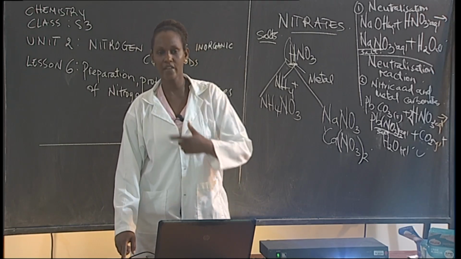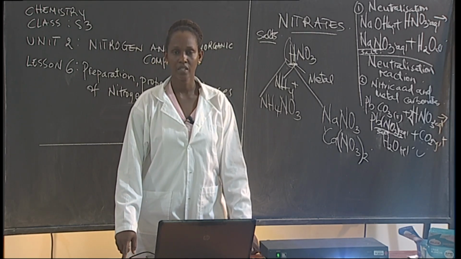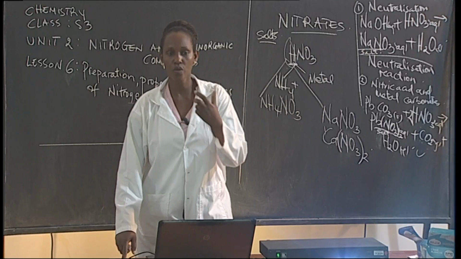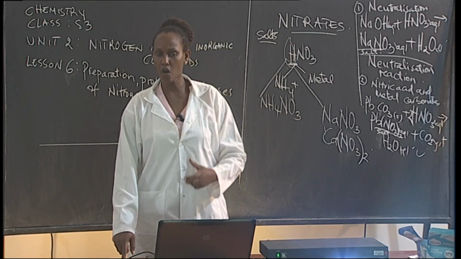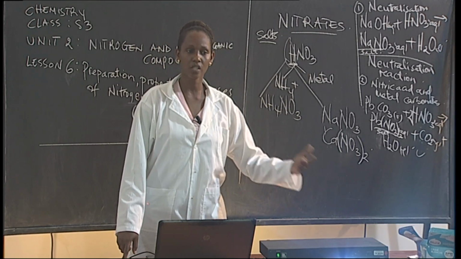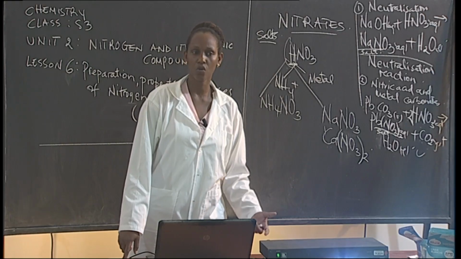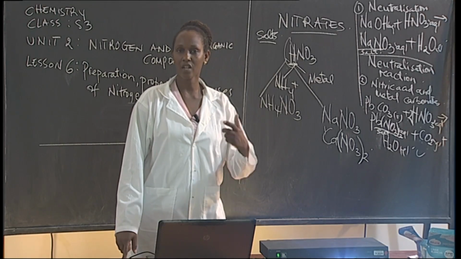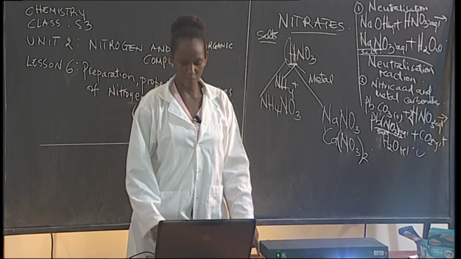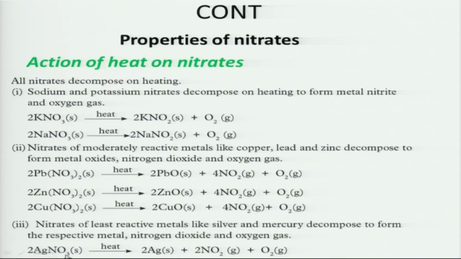How about the least reactive? The least reactive metals, like mercury, will decompose to give their corresponding metal, nitrogen dioxide and oxygen gas. Take an example of mercury or silver. When silver nitrate is heated, you get silver plus nitrogen dioxide plus oxygen gas.